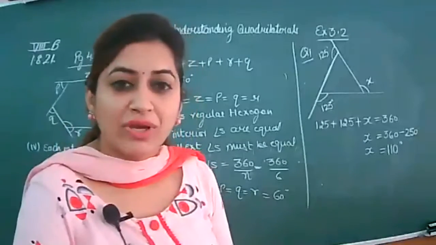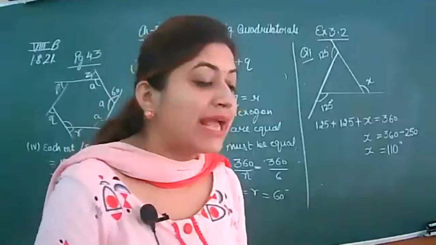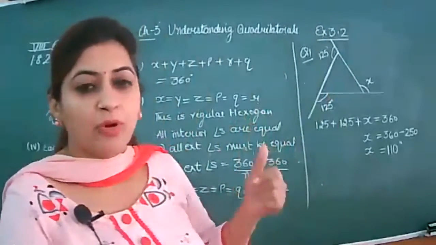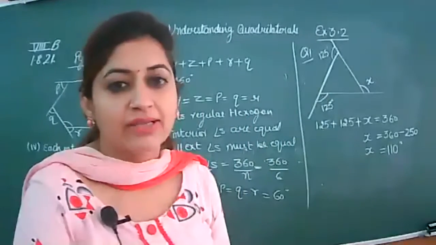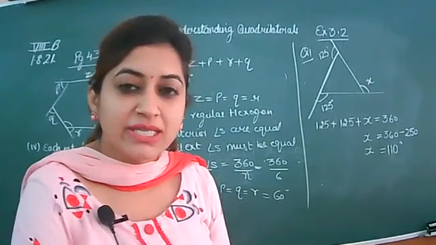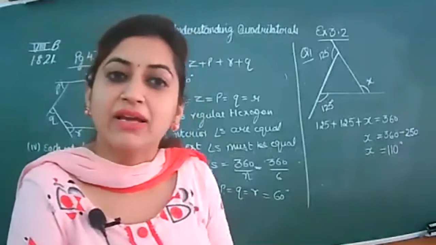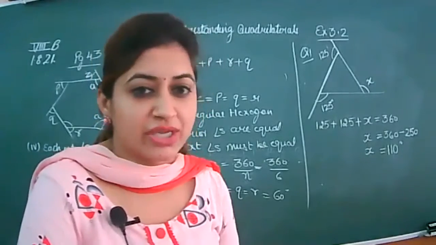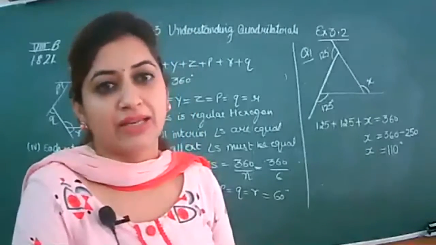In the next question, a pentagon is given. So you have to find exterior angle x. You will again use the same property. The sum of 5 exterior angles is 360 because it is a pentagon. So 5 interior angles are there, and if 5 interior angles are there, then exterior angles will also be 5. So there are 5 exterior angles, and one will be x. What will the sum of the 5 angles be? 360. Find the missing angle x.